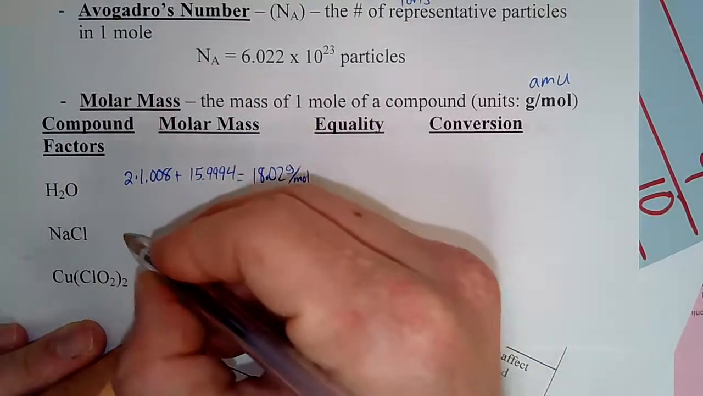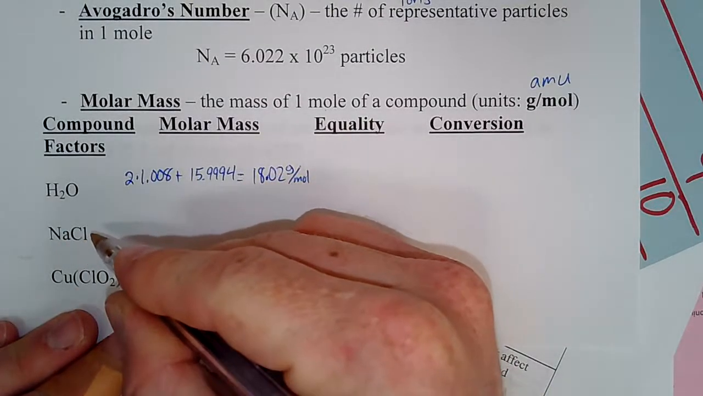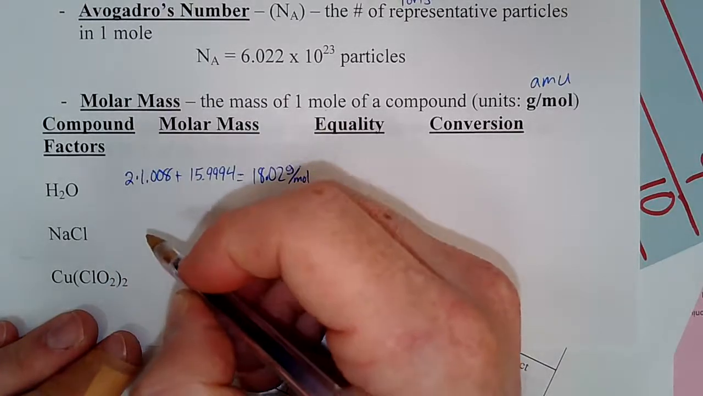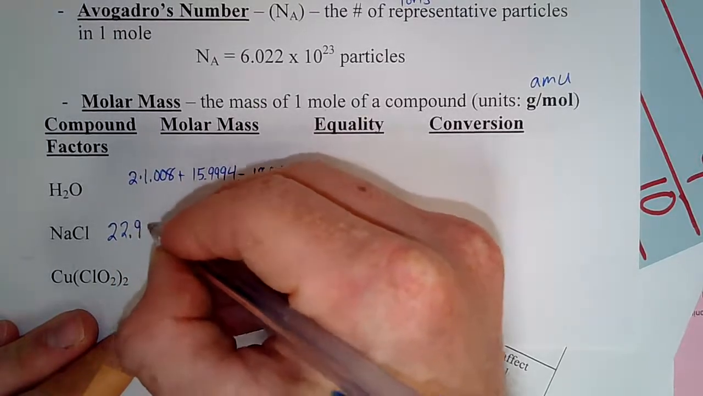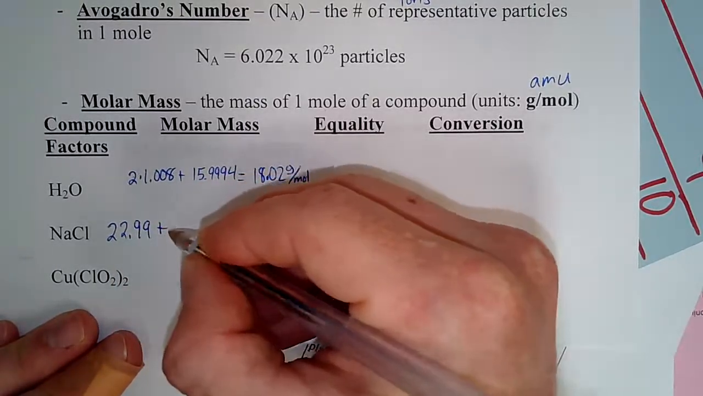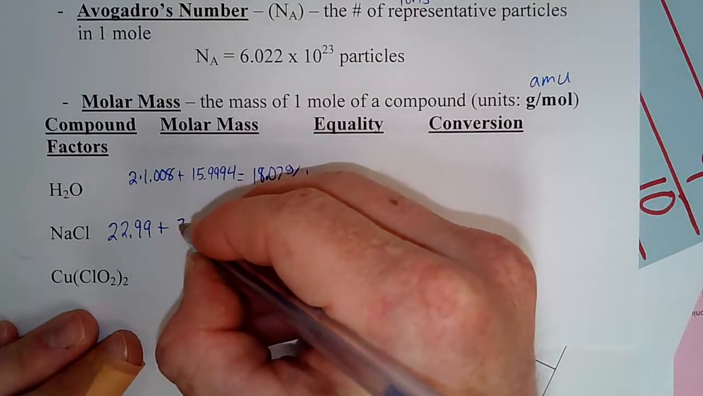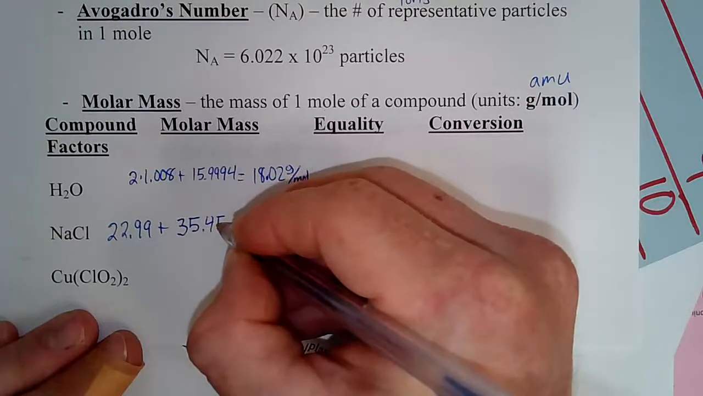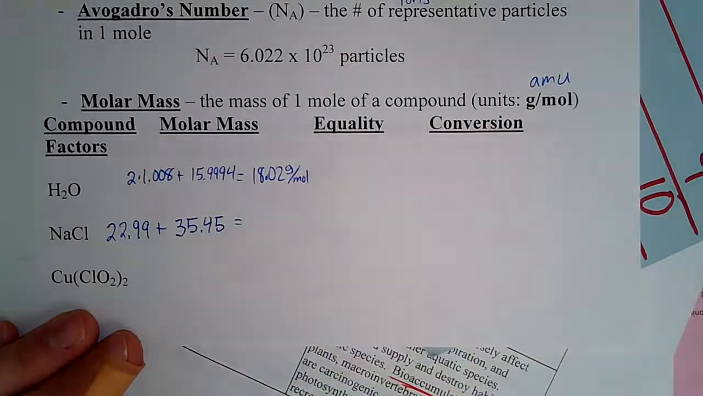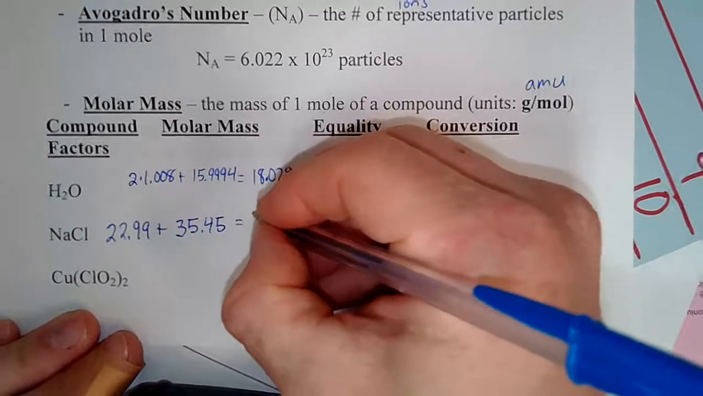Let's talk about the sodium chloride. So how many sodiums and how many chlorides? 1 of each, right? So when we look at the periodic table, find the mass of sodium. So I'm going to round off there at 4 significant figures. Chlorine is 35.45. All right, you add those together, and it comes out at 58 point something. 58.44.